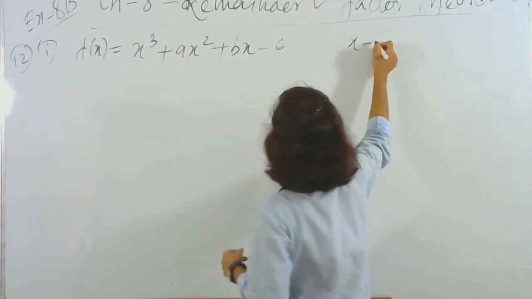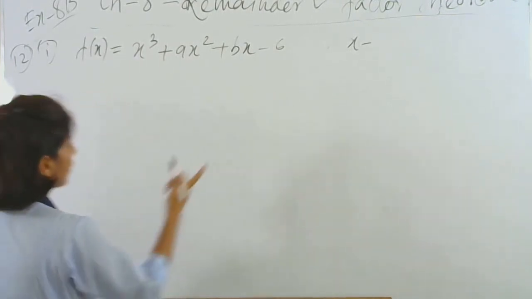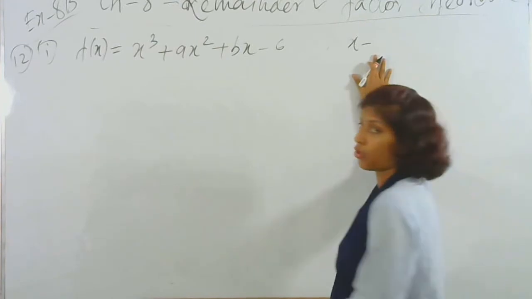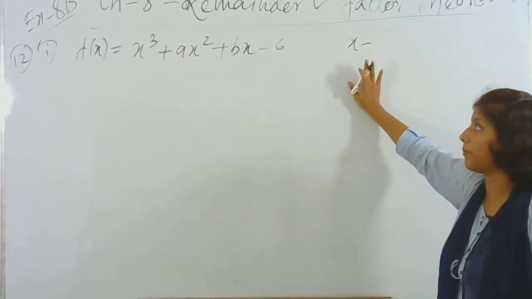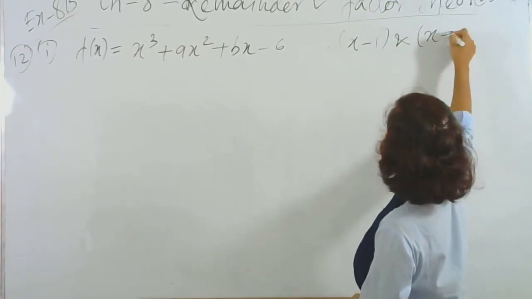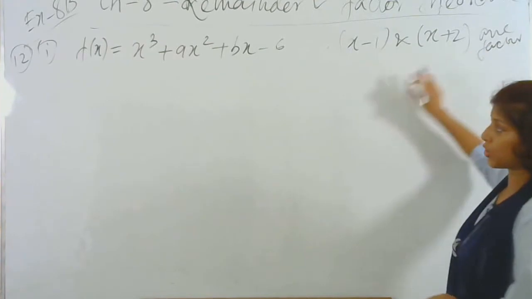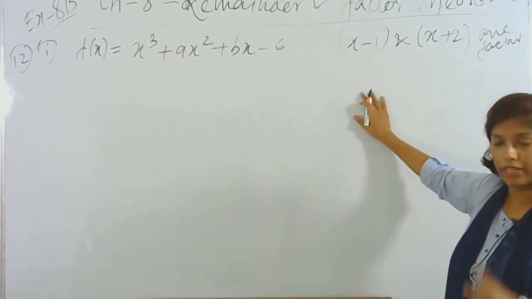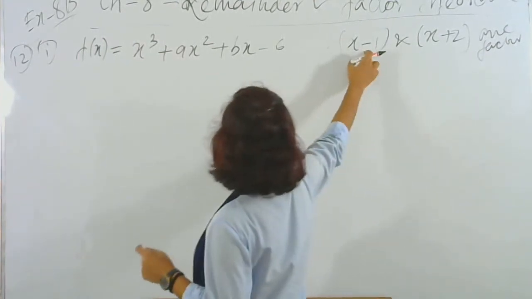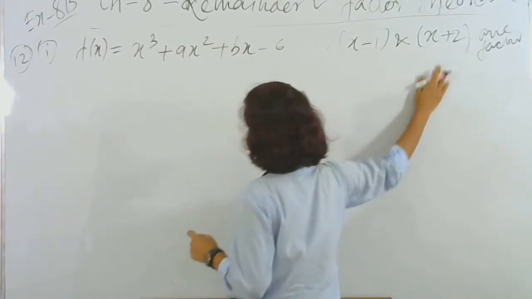I'll write in short, but you're supposed to write in sentences, right? We'll write, since x minus 1 and x plus 2 are factors, when they're factors, what must we have? We must have the remainder be 0. So what will be the remainder? F of 1, and here the remainder will be f of minus 2, since it is plus 2.